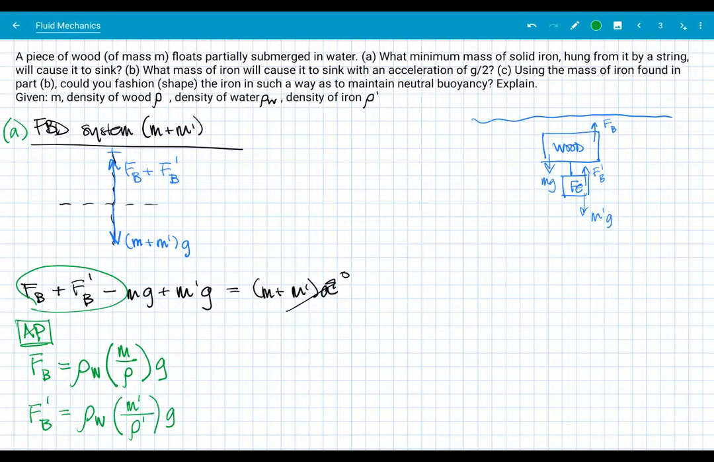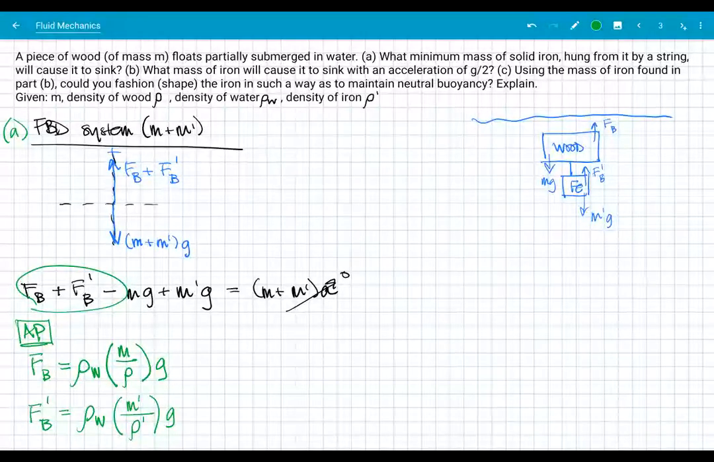Part B, then, let's move on, is asking us what mass of iron will cause it to sink with an acceleration of g over 2. So you could say, well, my free body diagram is actually going to look pretty much the same, isn't it? It's just that the mass of iron is going to be different. So when I solve for M prime, I'm going to solve for a different thing. You could draw a different free body diagram and then call that M double prime or something, to make sure that that is a different mass. It depends on how you conceptualize it.